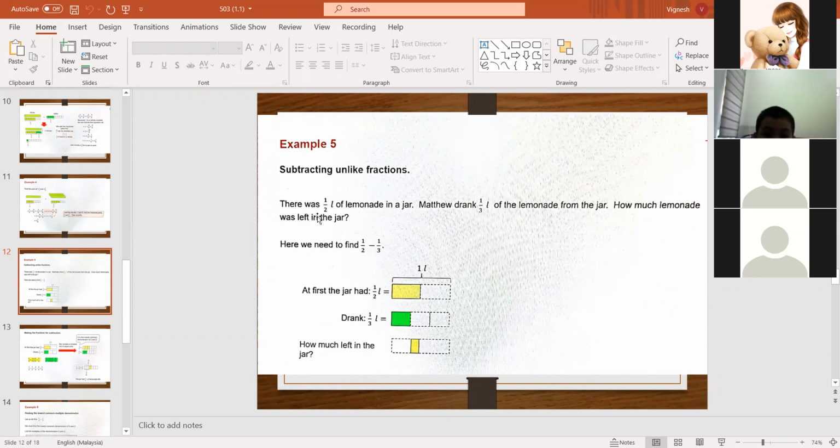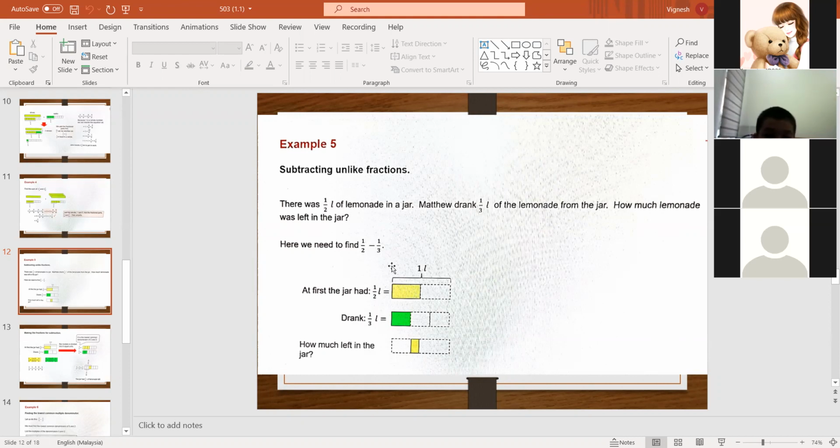There was 1/2 liter of lemonade in a jar. Matthew drank 1/3 liter of lemonade from the jar. How much lemonade was left in the jar?